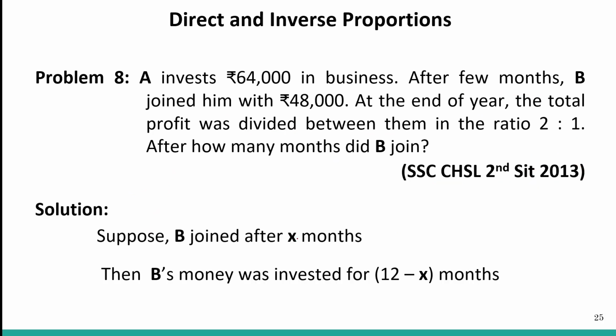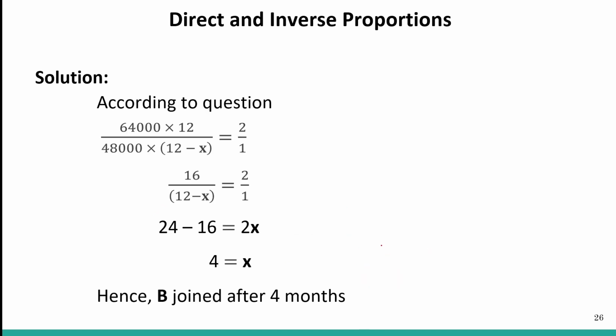Suppose B joined after X months, so B's money was invested for 12 minus X months. According to the question, 64,000 into 12 by 48,000 into 12 minus X will be equal to 2:1. So 16 by 12 minus X is equal to 2 by 1. So 24 minus 16 is equal to 2X. So 4 is equal to X. Hence B joined the team after 4 months.